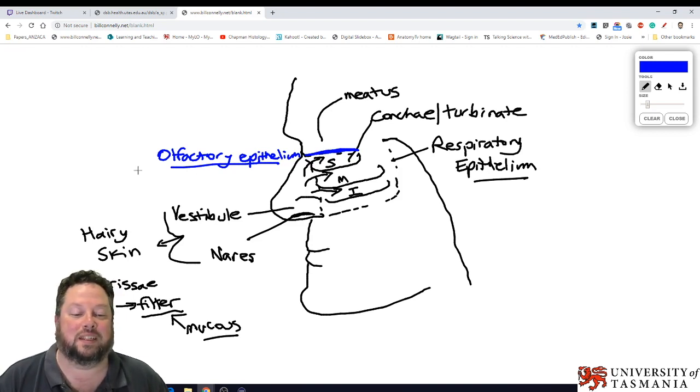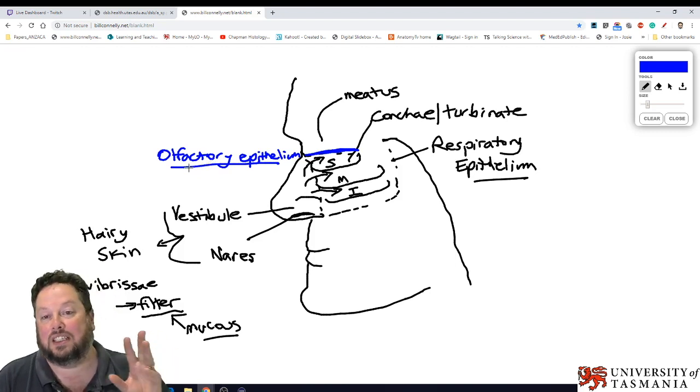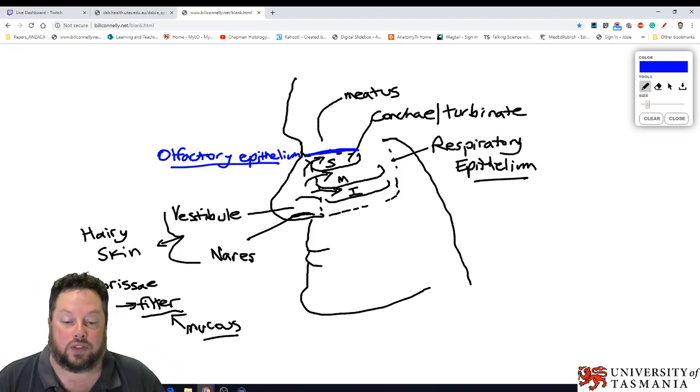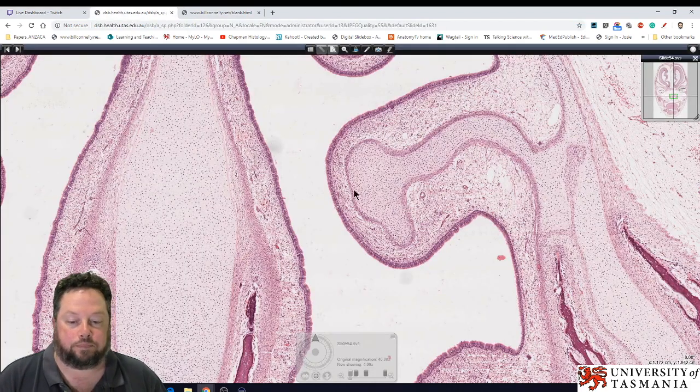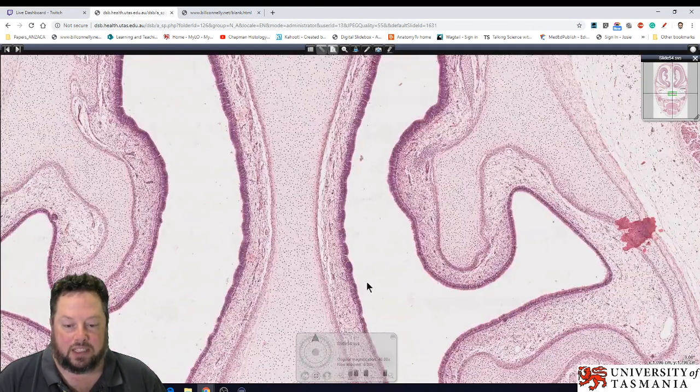So the olfactory epithelium contains bipolar neurons, olfactory neurons, which sense the smell, and then those neurons run back into the brain, where they interact with the olfactory bulbs, which are part of the olfactory nerves, which of course is one of the cranial nerves of the brain. Now if we go back to this slide here, we can actually see that.